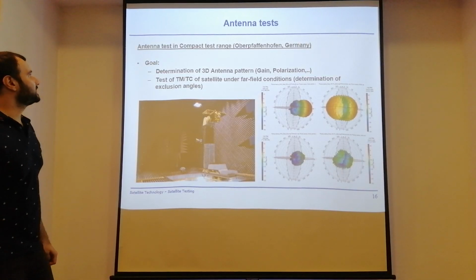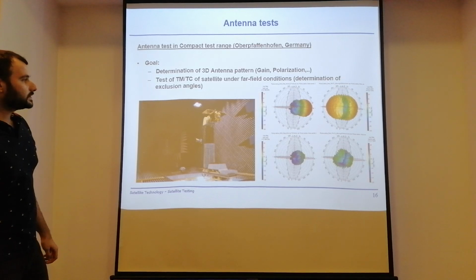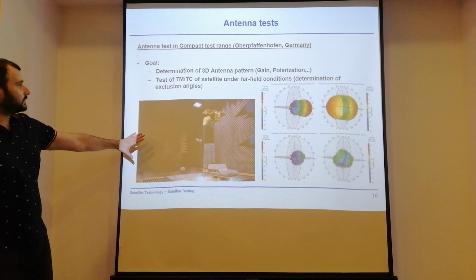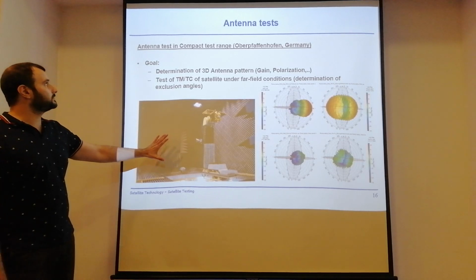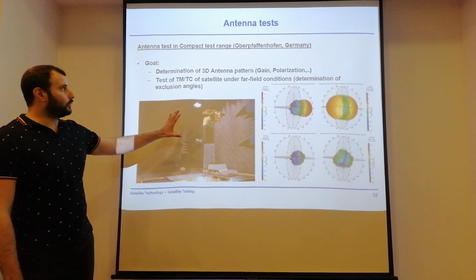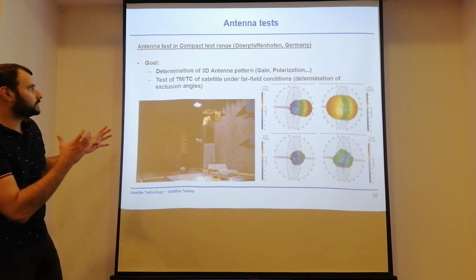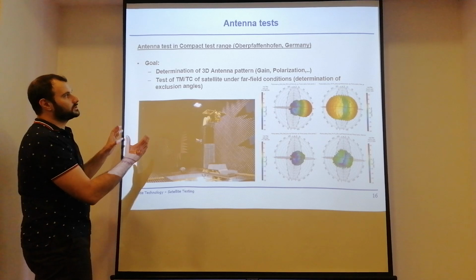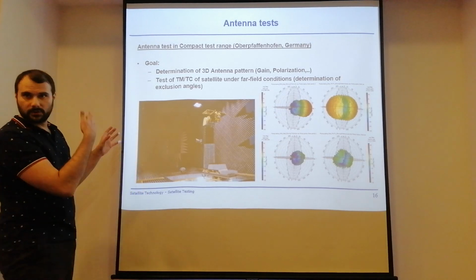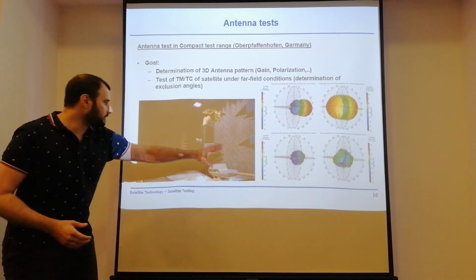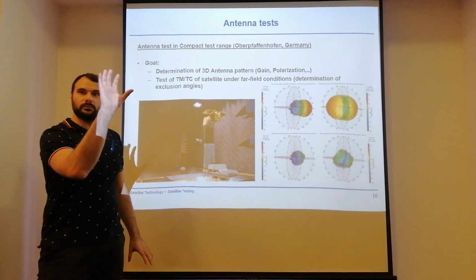Then let's talk about antenna tests. So also the antennas of Flying Laptop have been tested in different ways. This is one in the compact test range, the CTR in Oberpfaffenhofen, Germany. You want to determine the three-dimensional antenna pattern in terms of gain and polarization of your satellite. So you put your satellite into an anechoic chamber on a robotic arm.